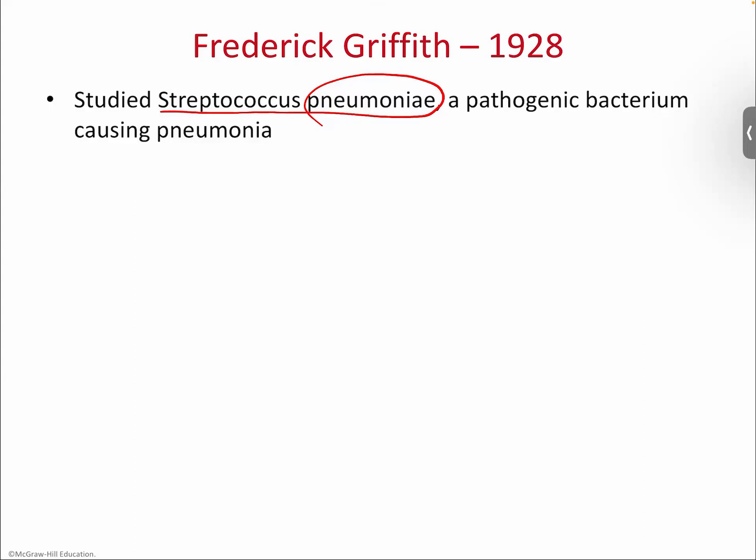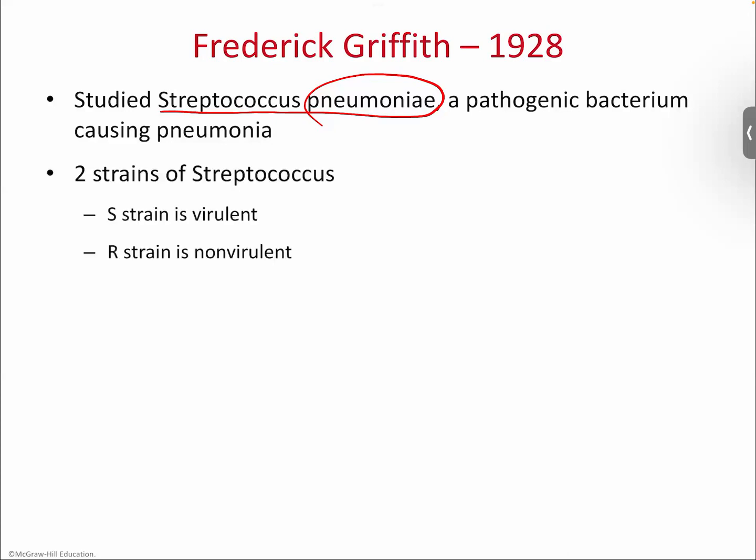So Griffith had a lot of motivation to try to figure out how to work with pneumonia and ideally how to eliminate it, right? So here's basically what he noticed was that pneumonia, which is caused by bacteria, had 2 different strains. So the Streptococcus had 2 strains. One was the S strain, which is virulent, which basically means it causes disease. The other one is the R strain, which does not cause disease.